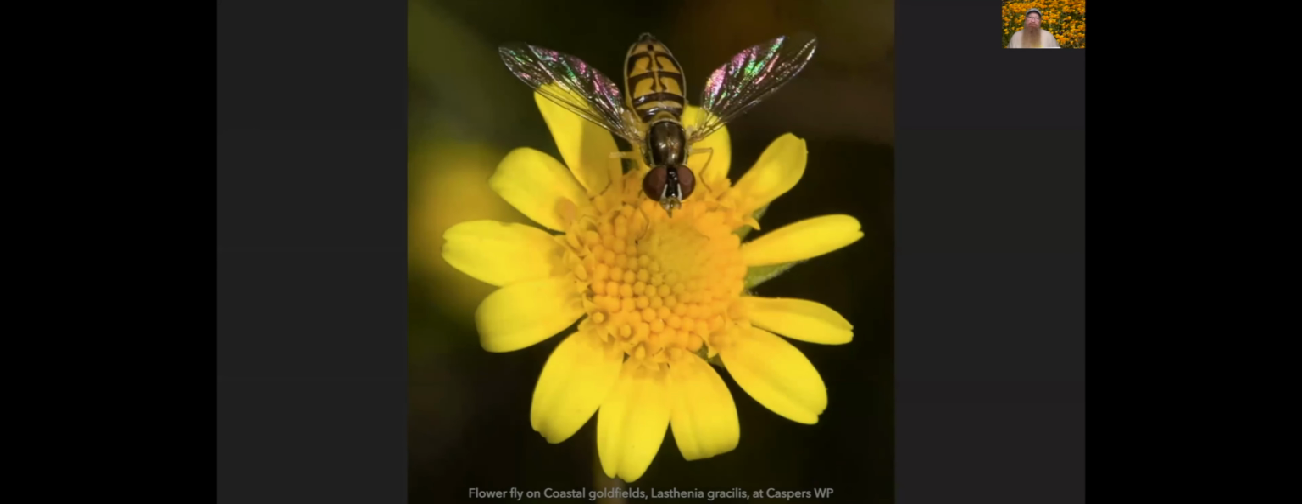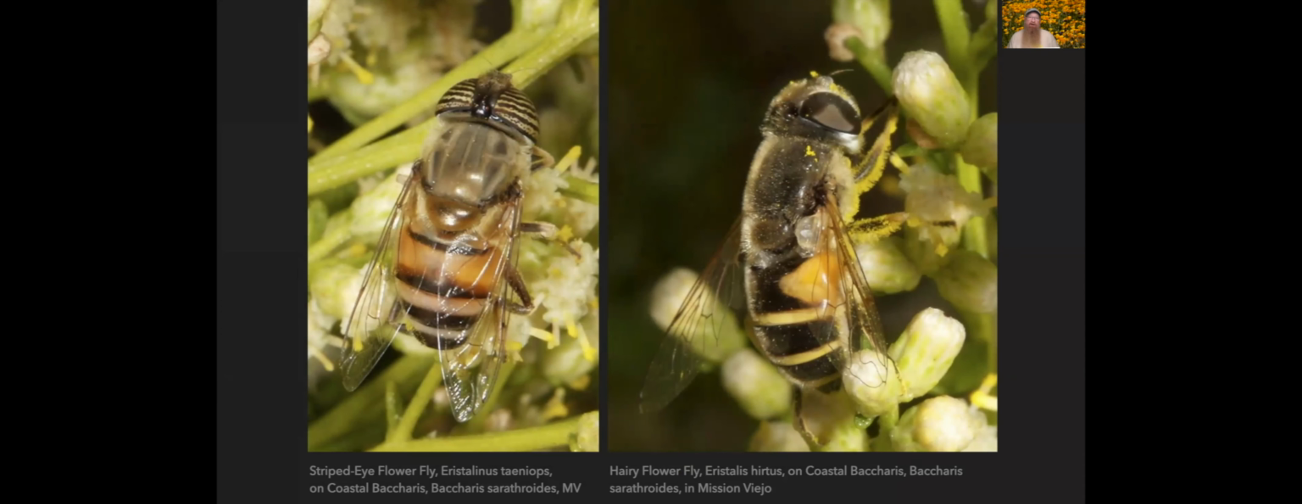This is a local fly. I took this photo at Casper's Park one morning. There's a beautiful flower fly on coastal gold fields, major pollinator of this plant. Here are a couple flower flies in Mission Viejo on Baccharis. This was easy to take. I'm right by the sidewalk, so it's not hard to go find pollinators. They're everywhere. Just beautiful little critters. Look at all that pollen all over both of them.